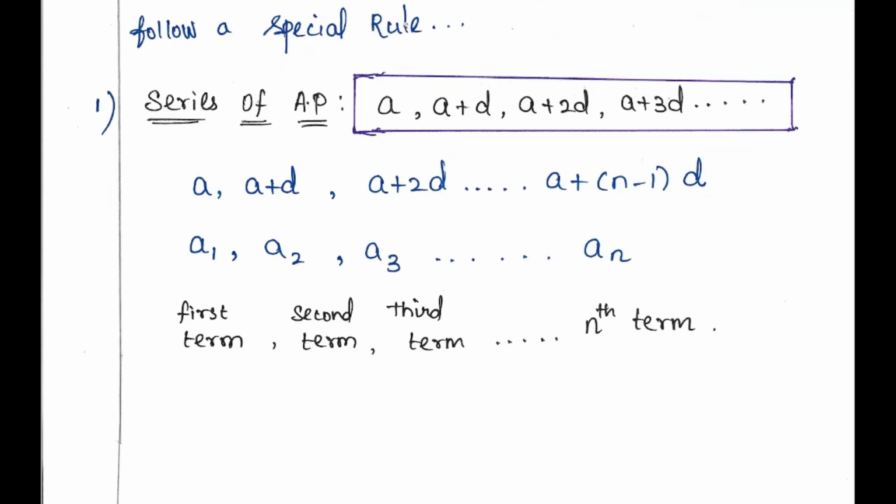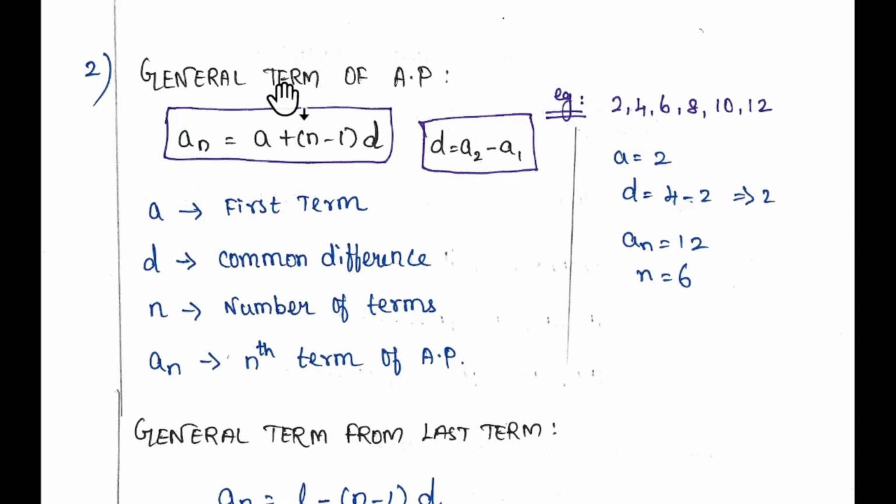Let's move on to the next formula, which is a very important formula: the general term of AP. We also call this the nth term of AP. The nth term is represented as an. If you want to find an, the nth term, then the formula is a plus n minus 1 into d. Let us discuss these variables using the given example 2, 4, 6, 8, 10, 12. What is the first term here? 2. So a is the first term, and the value of a in the given series is 2. So a is equal to 2.